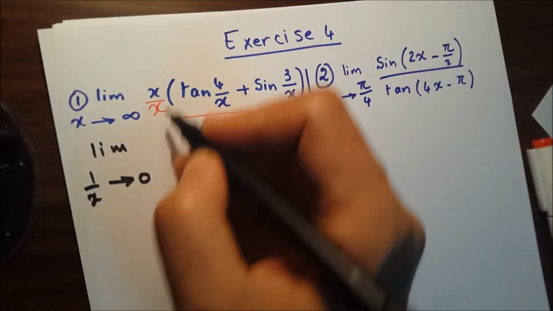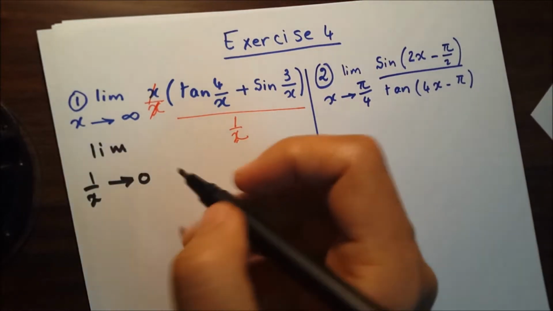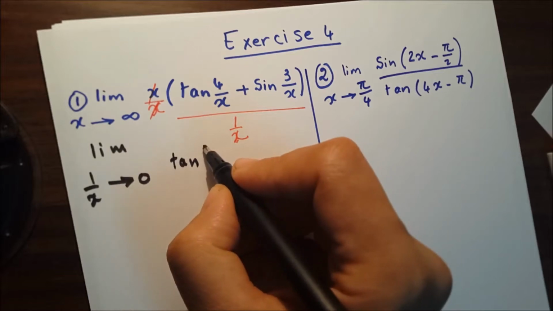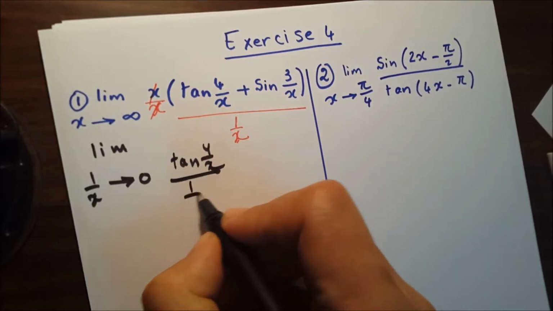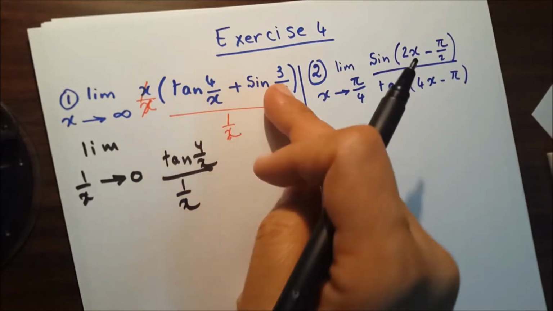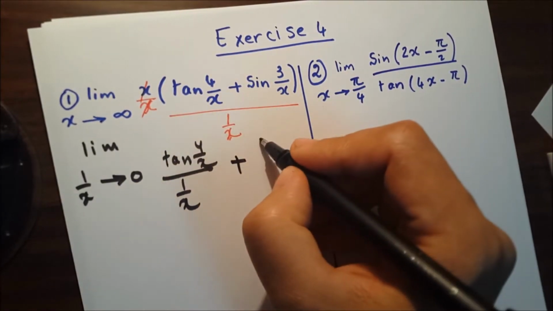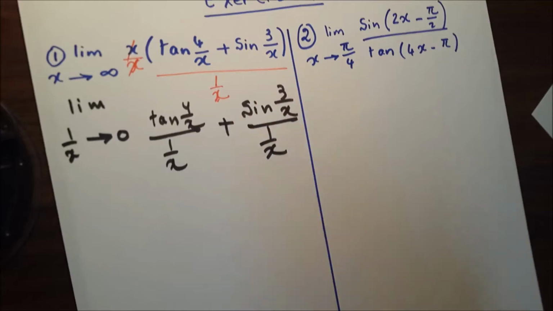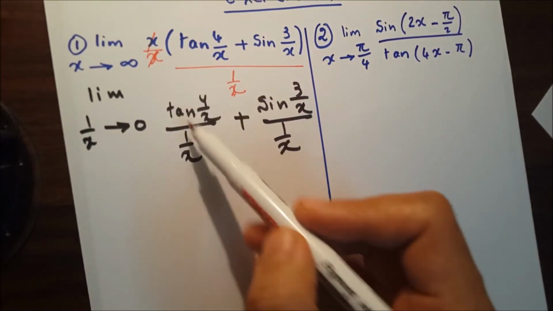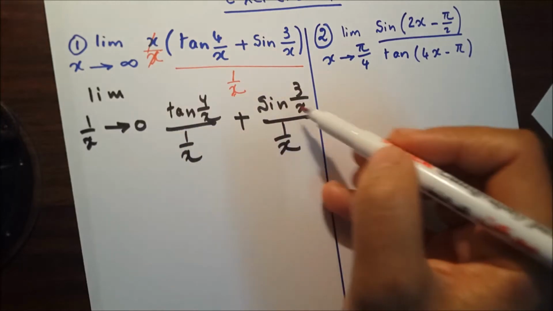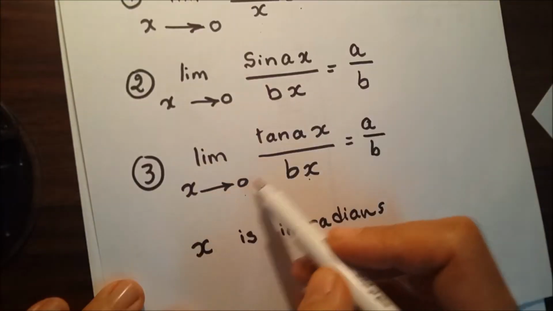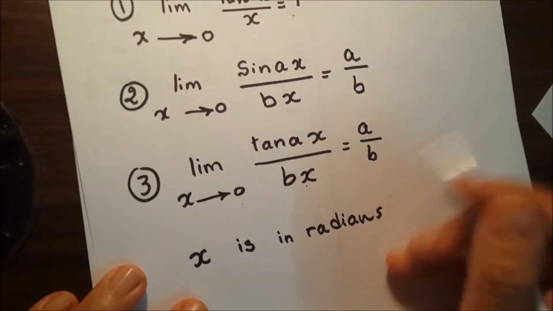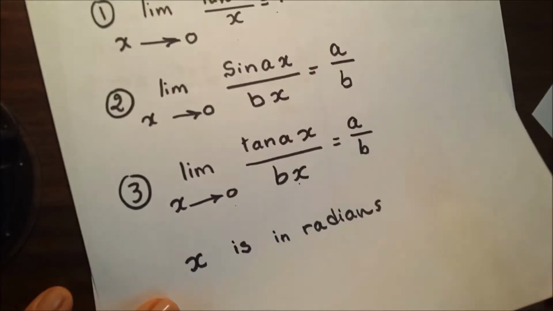So this is equal to, now the x is cancelled up, and this is equal to tan 4 over x over 1 over x. Now we're going to separate the two terms of the numerator, plus sine 3 over x over 1 over x. Still the theorem and its corollaries are applicable for 1 over x. So by the corollary, limit as x tends to 0 of tan ax over bx is equal to a over b, or coefficient of a over coefficient of b, and this is applicable if it's 1 over x.